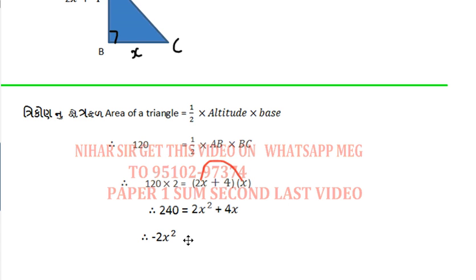Now I am making the quadratic equation: 2x square, this side, 4x this side, this is 240.